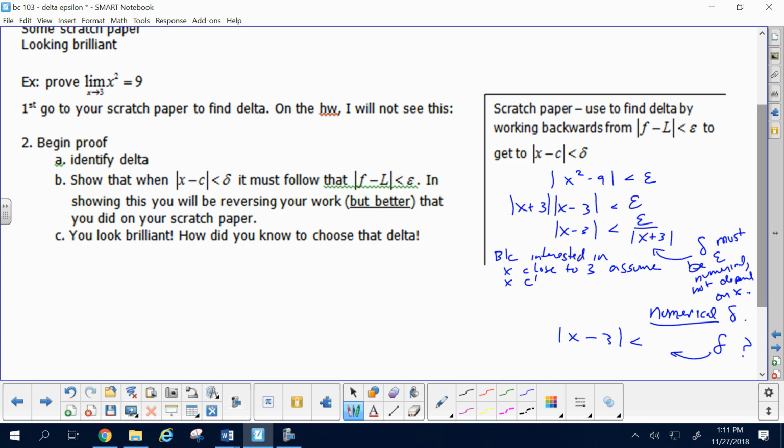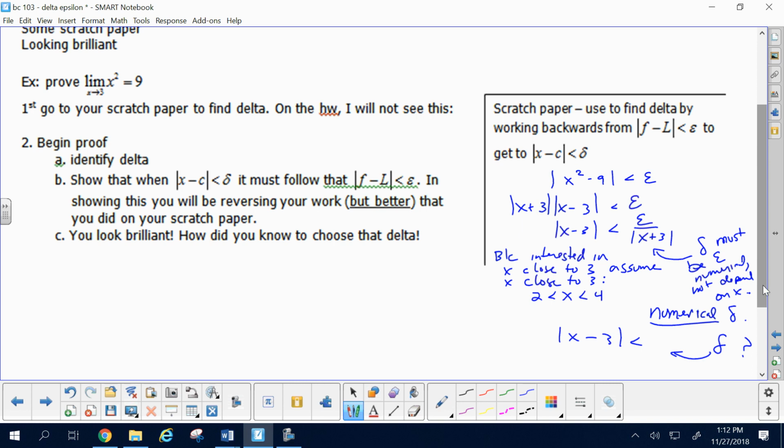Let's assume x is close to 3. Now, close to 3 could mean a lot of things. What does that mean? Within 1, within 2. Generally speaking, most people say it's fair to assume that x is within 1 unit of 3 on either side. So let's assume that, because we're looking at x going to 3, x is in the interval 2 to 4.